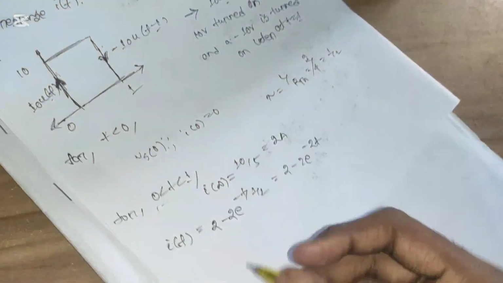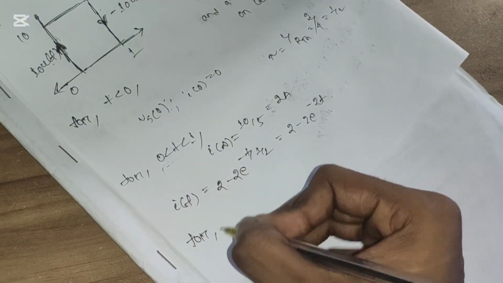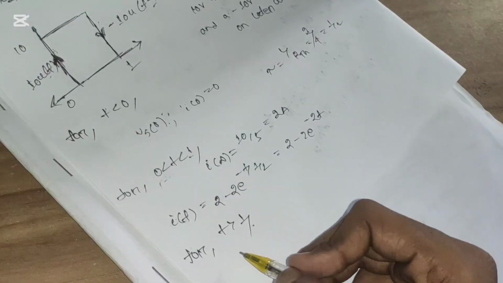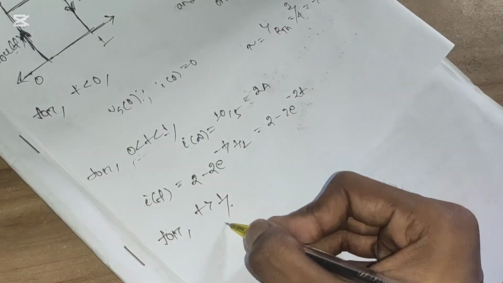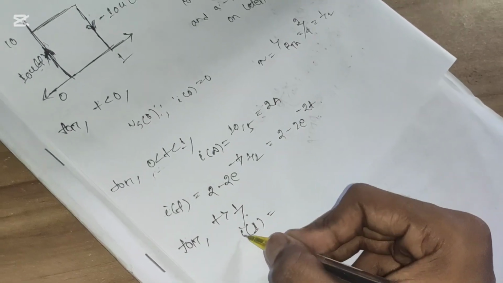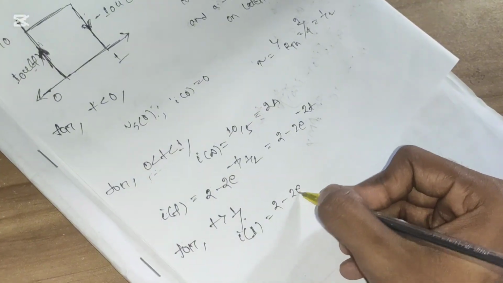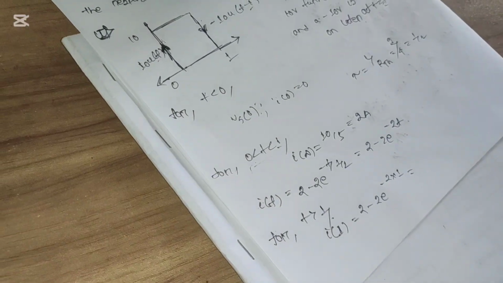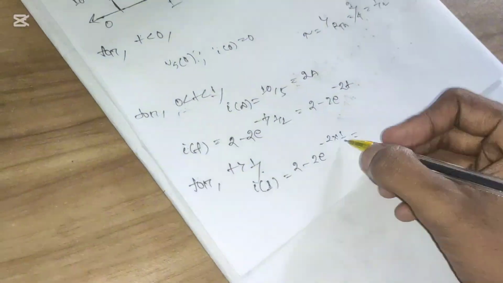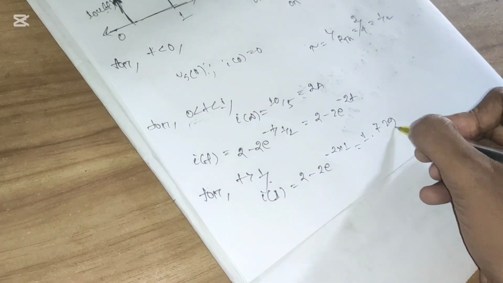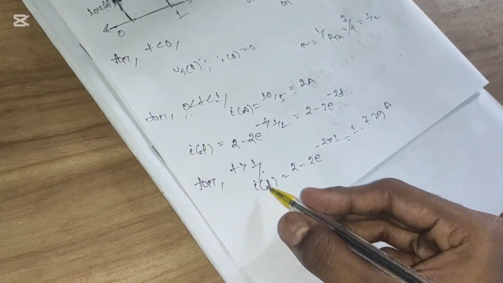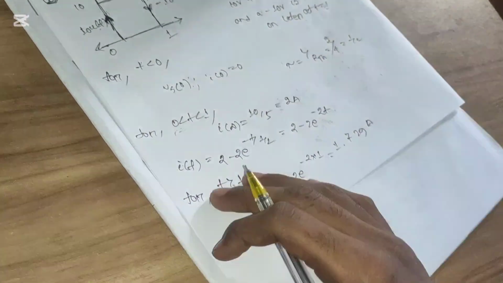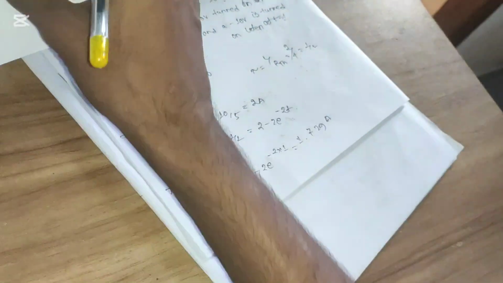Now for t greater than 1, what is the value of the initial current? It will be I1, right? We have discussed this earlier. The value will be I1, so it will be 2 minus 2 e to the power minus 2 into 1, which is 2 minus 2 e to the power minus 2. So it will be 1.729 ampere. I1 will be 1.729 ampere, and it will be the initial current for the range t greater than 1.